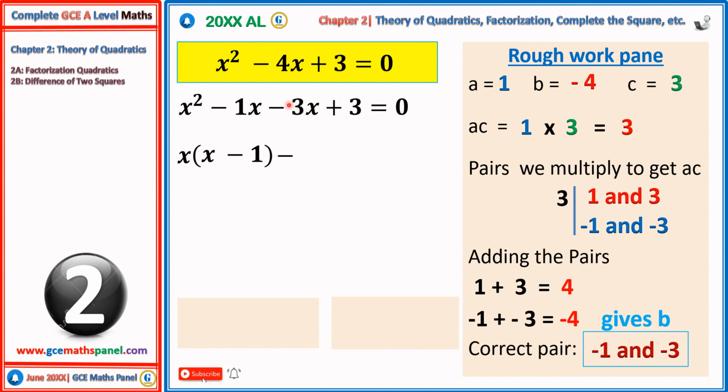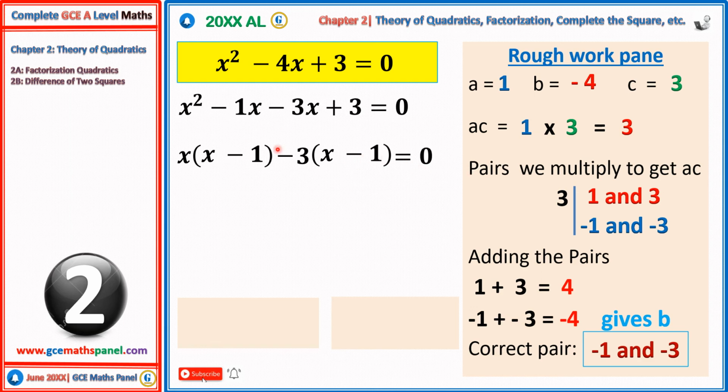We bring down a negative sign. For this other group, we have minus 3x and plus 3. The highest common factor is minus 3. We write down the minus 3. Now, minus 3x divided by minus 3 gives us x. We open brackets and put it inside. And plus 3 divided by minus 3 gives us minus 1. That is equal to 0.